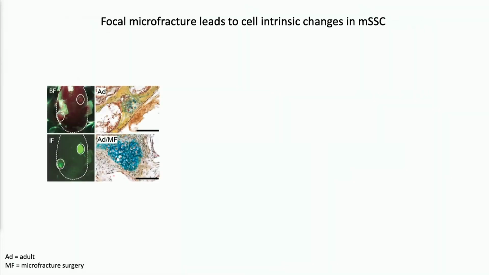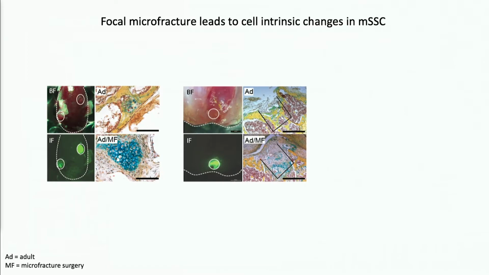When we performed transplantation in the renal capsule, we found that the adult non-microfracture control produced a high amount of bone in the graft. However, the microfracture SSCs produced various different tissues, including cartilage. So then we looked at transplants on the articular surface, and we again found that the adult control was producing a high amount of bone, whereas the microfracture cells seemed to be producing more of a fibrocartilage tissue.